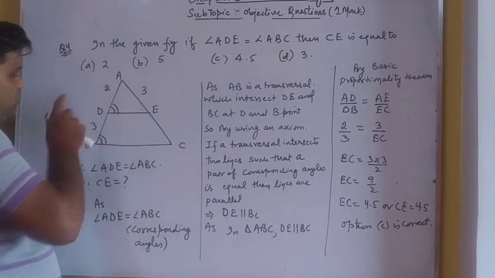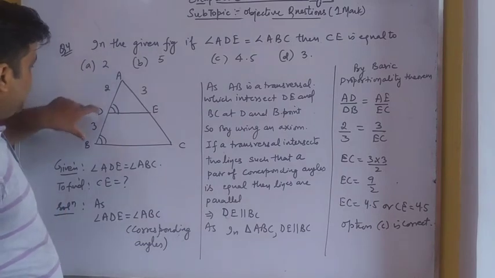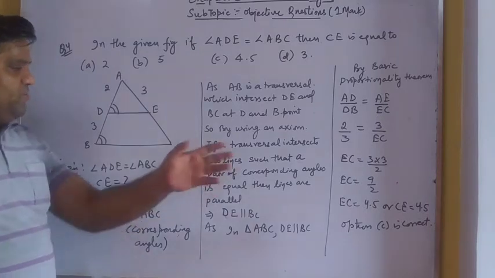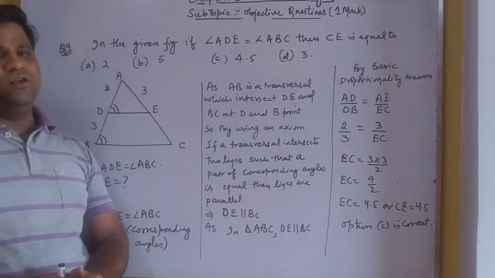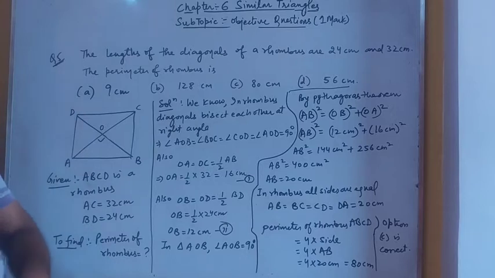Now let us come to triangle ABC. As DE is parallel to BC, by using the basic proportionality theorem, we write AD by DB equal to AE by EC. Put all the values. Here we get EC equal to 4.5, which is the required answer. That's why our option C is correct. Let us come to question number 5.